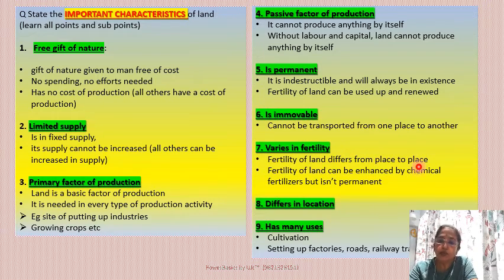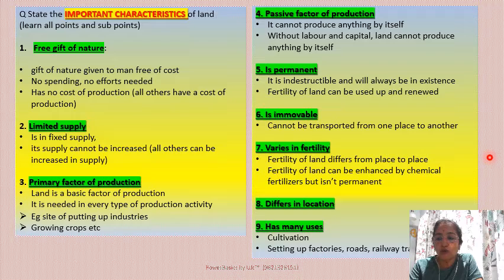Fertility of land differs from place to place. Fertility of land can be enhanced, improved by chemical fertilizers, but it's not permanent. So certain pieces of land are fertile, some are not fertile, some can grow crops very well, some don't grow crops very well. Put fertilizers, improve its fertility, but that improvement will not be permanent then. Again have to put fertilizers after some time. It differs in location. You all know topography. Somewhere mountains, somewhere rivers, somewhere lakes, somewhere plateaus. So it differs in location. It has many uses. You can do cultivation, agriculture. You can set up factories, roads, railway tracks, airports. You name it, you have it.